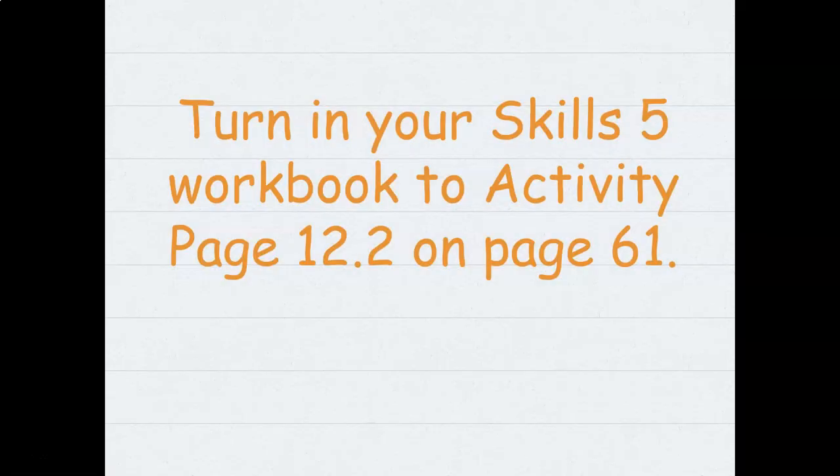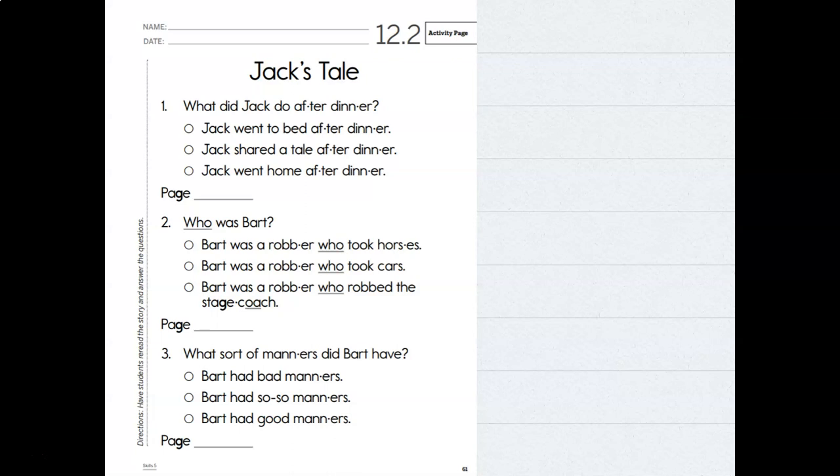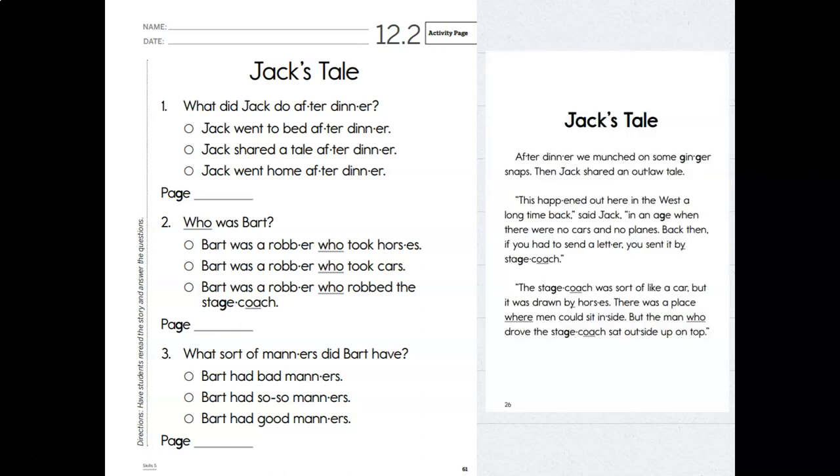Now turn in your Skills 5 workbook to activity page 12.2 on page 61. Write your name and date at the top. Number 1. What did Jack do after dinner? In our story on page 26, it says, after dinner, Jack shared an outlaw tale. Make sure you write your page number.